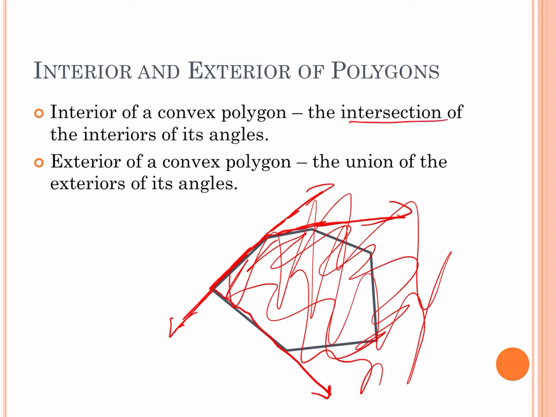The exterior of a convex polygon, the union of the exteriors of the angles. So the union of the exteriors. So take all the exteriors of the angles and you have the exterior of a polygon. Realize the interior of a polygon and the exterior do not include the polygon itself. So there's the interior, there's the exterior. These are a little bit fuzzy, but here's an example.